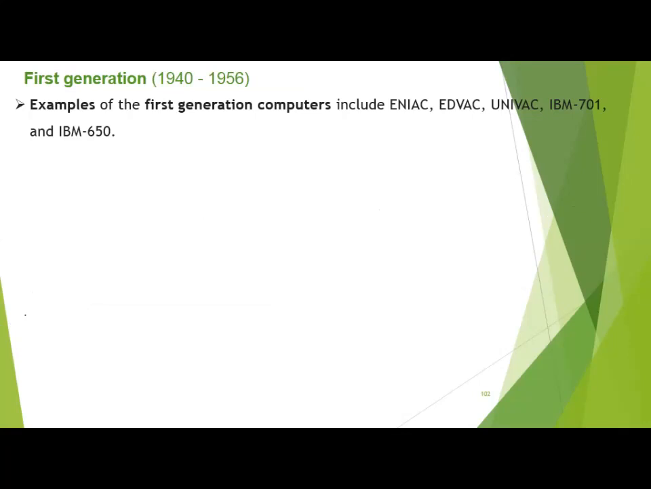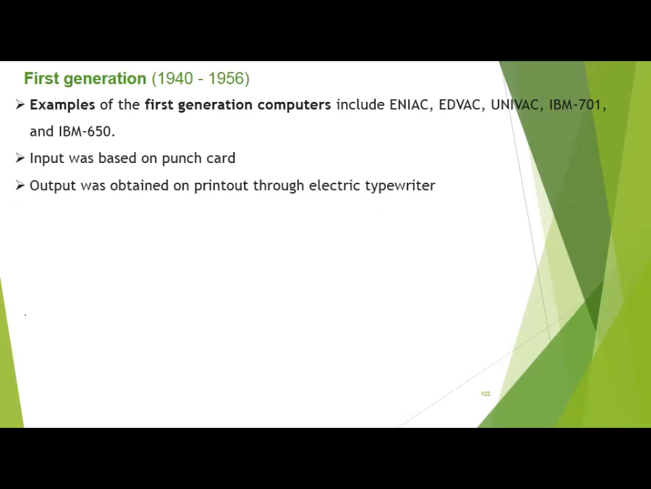Examples of first generation computers include ENIAC, EDVAC, UNIVAC, IBM 701, and IBM 650. These were the most popular computers introduced on the basis of vacuum tubes. Input was based on punch cards. Output was obtained as a printout through an electric typewriter. So these typewriters were used at the time for output purposes.